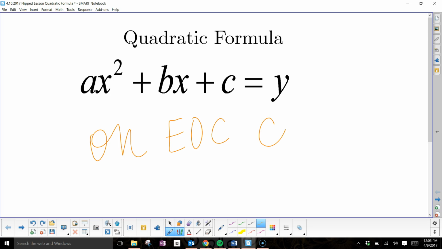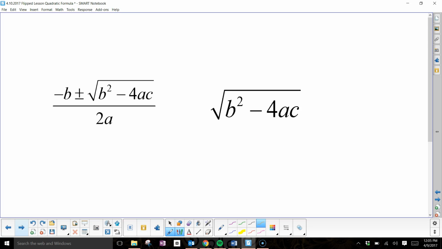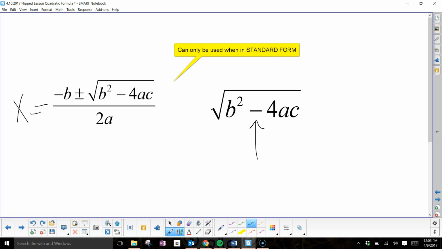The quadratic formula. Remember, you do not have to memorize this because it's on the EOC chart. If at any time you get stuck with solving a quadratic equation, always refer to the EOC chart and use the quadratic formula. This is the quadratic formula, and what this means is that each one of these are going to be plugged in to solve for x.